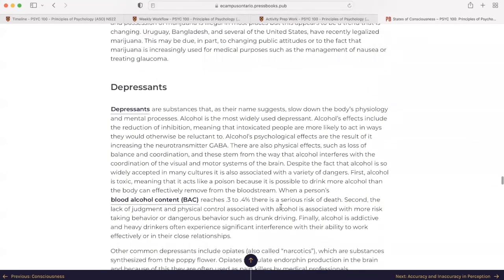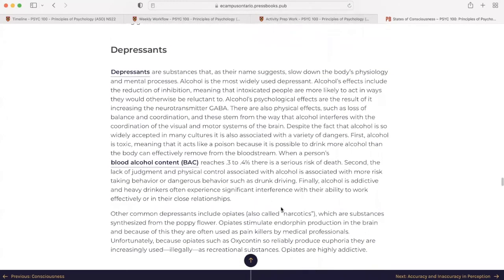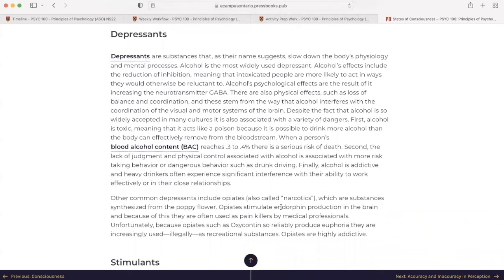Next is depressants. Depressants are substances that, as their name suggests, slow down the body's physiology and mental process. Alcohol is the most widely used depressant. Alcohol effects include the reduction of inhibition, meaning that intoxicated people are more likely to act in ways they would otherwise be reluctant to do. Alcohol's psychological effects are the result of it increasing the neurotransmitter GABA. There are also physical effects, such as loss of balance and coordination, and these stem from the way that alcohol interferes with the coordination of the visual and motor systems of the brain.